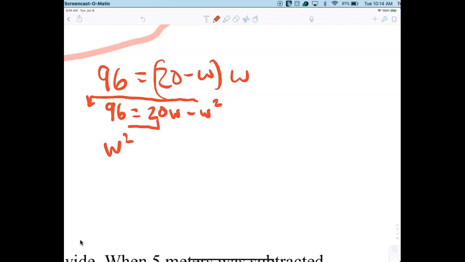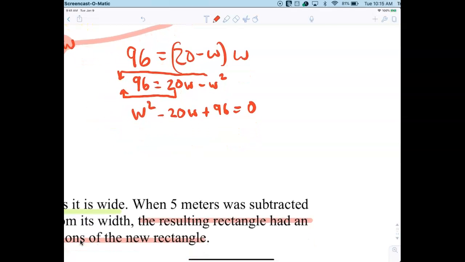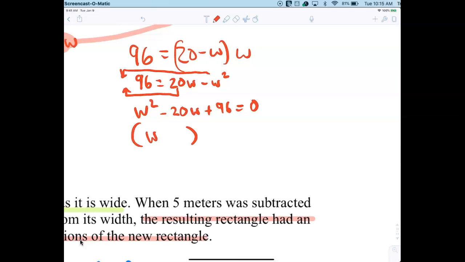Then I'm going to move the positive 20W over, so negative 20W plus 96 is equal to 0. Now again, what are the factors of 96 that make 20? We already discussed this. 12 and 8, right? So here we go. I have W minus 12, W minus 8. So the width could technically be 12 or the width could be 8.